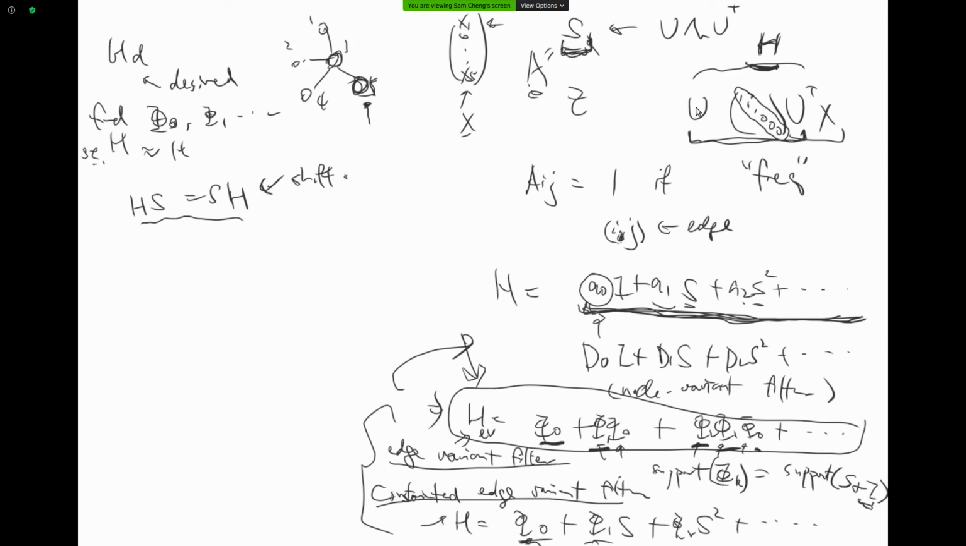A filter is shift invariant if H commutes with S. Here we also extend this idea, saying that we have an edge variant filter of this form. We have a shift invariant edge variant filter if the phi 0, phi 1, and so forth commute with one another.